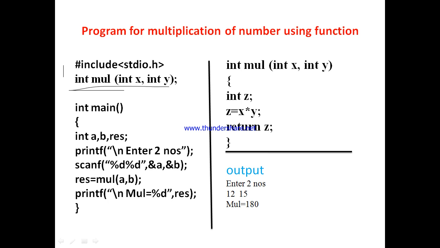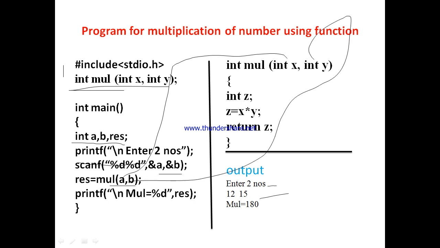The mul function is declared. Now in int main, three variables are defined: int a, b, res. Now printf("enter two numbers"), this statement is executed, and the two numbers are stored in variables a and b. Suppose the numbers entered are 12 and 15. So 12 is stored in a, 15 is stored in b. So here mul(a, b), the multiplication must be done, but for that we have to call the function. The value of a is stored in the variable x, and the value of b is stored in the variable y.